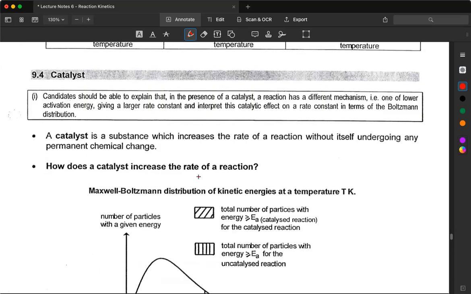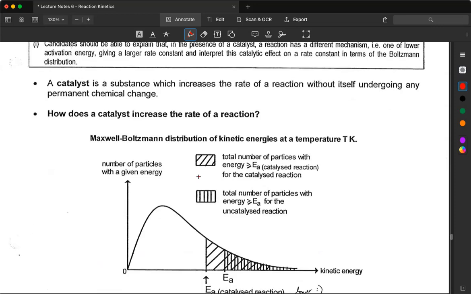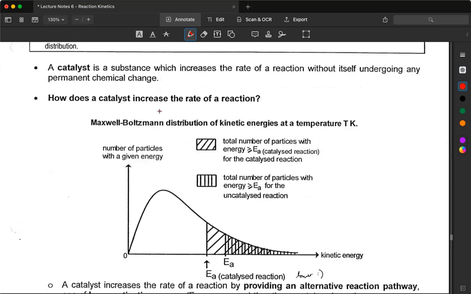So what is a catalyst? It will increase the rate of reaction, but it will have no permanent chemical change. It remains chemically unchanged. So it's like it's involved in the reaction, but at the end of the reaction, it will be regenerated. So how does a catalyst increase the rate of reaction?